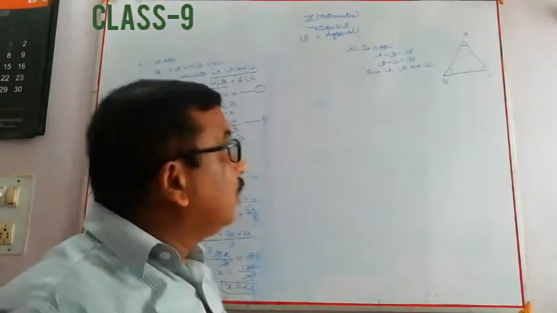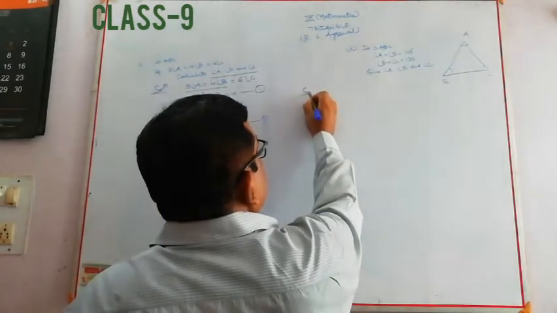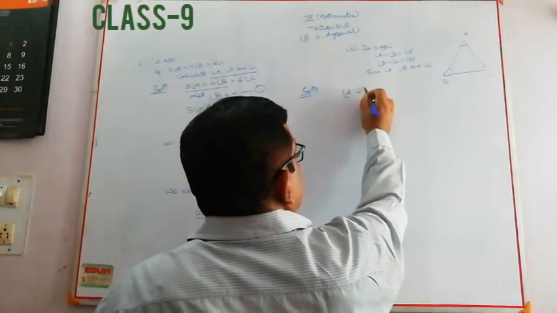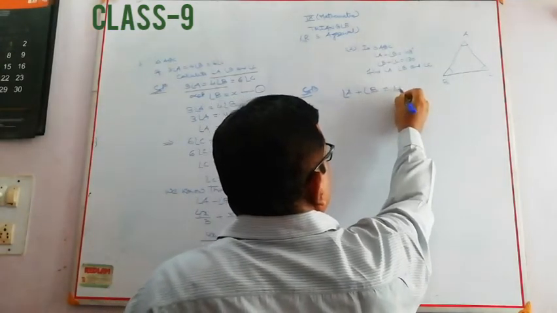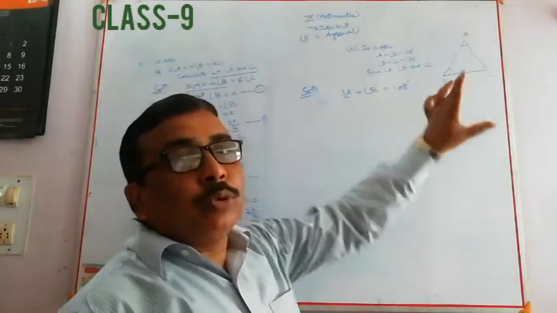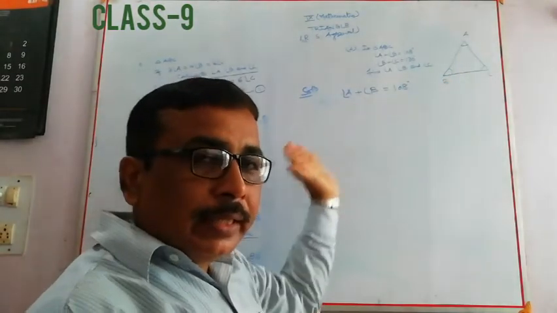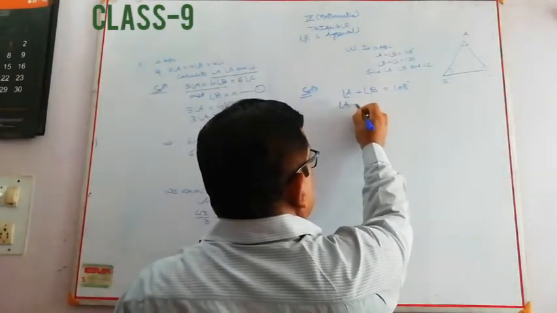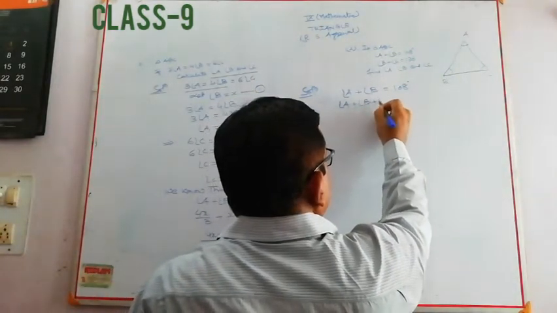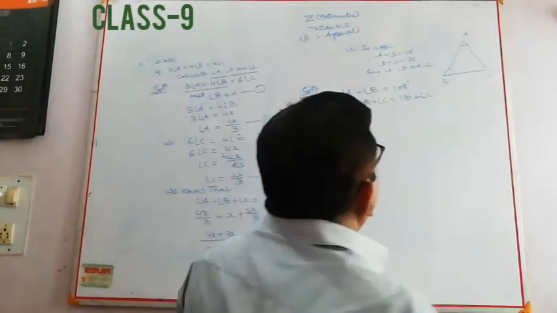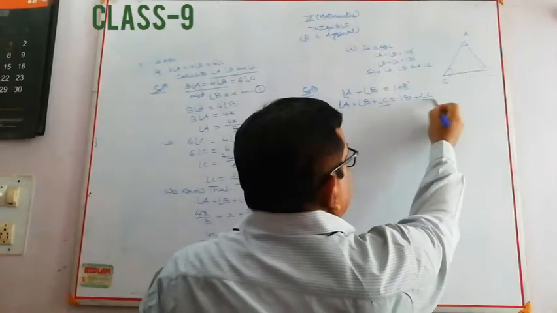Solution is what? Firstly, I write angle A plus B is equal to 180 degree. Adding angle C in both sides, both means LHS side as well as RHS side. So I write angle A plus angle B plus angle C is equal to 180 degree plus angle C. Angle C is adding in both sides.